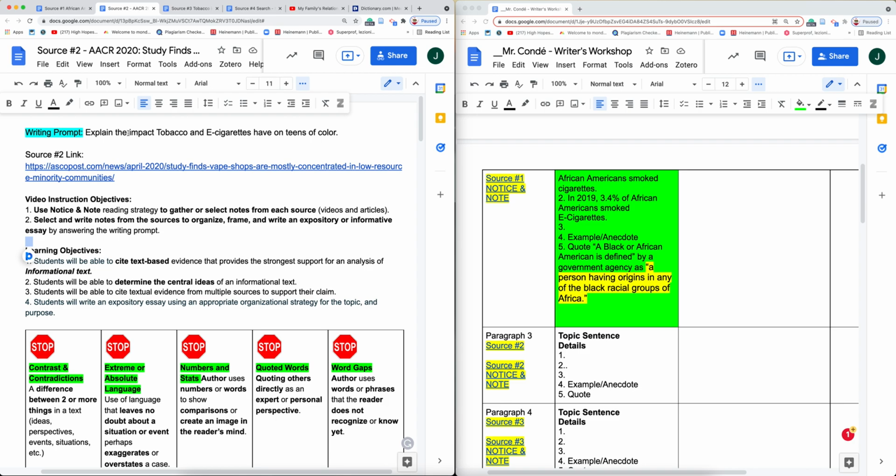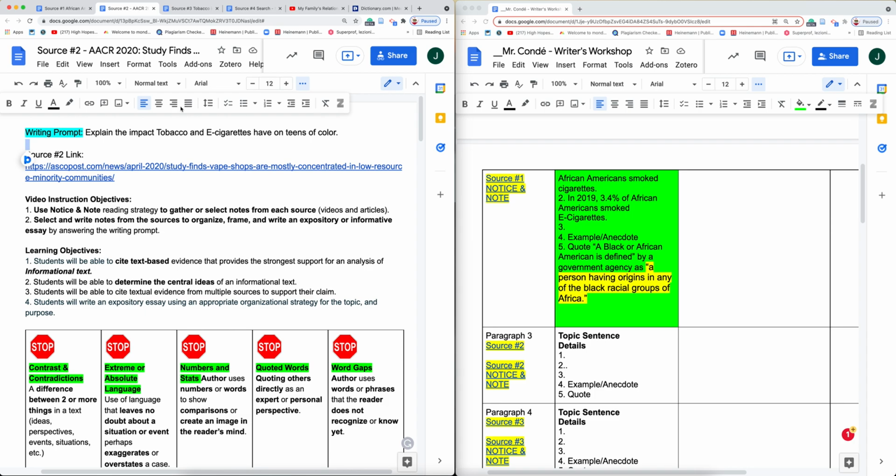So look at the prompt. It says explain the impact tobacco and e-cigarettes have on teens of color. So any notes that you take should help you support, should help you teach or show what you know about the subject. And you have 4 sources that have been given plus an introductory video.